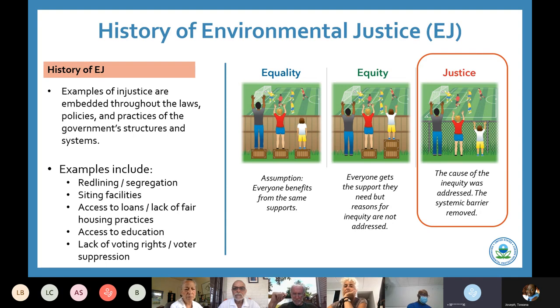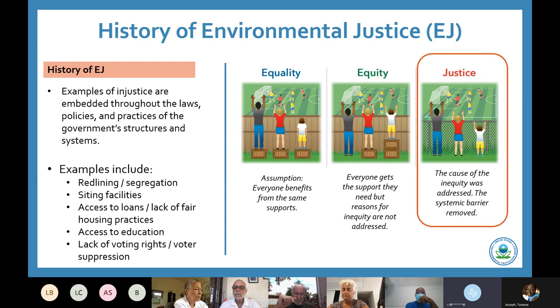So examples of injustice are embedded throughout the laws and policies and practices of the government structures and systems. And then on the left-hand side of the screen, you'll see examples of what is included. So basically, in the picture on the right, you'll see 3 people watching a soccer game. Under equality, the assumption is everyone benefits from the same support, which you can see the person in the yellow shirt cannot see the game.